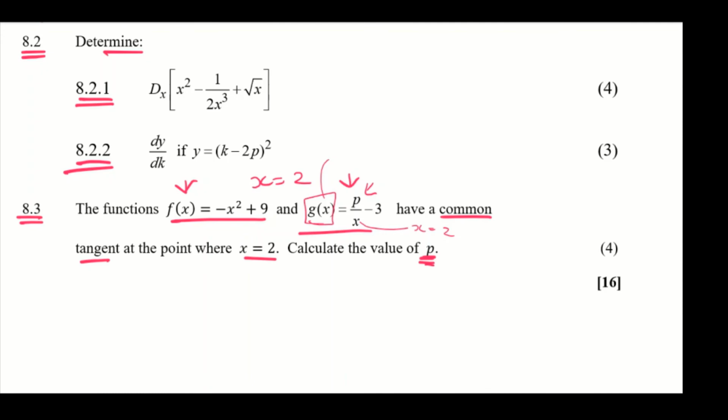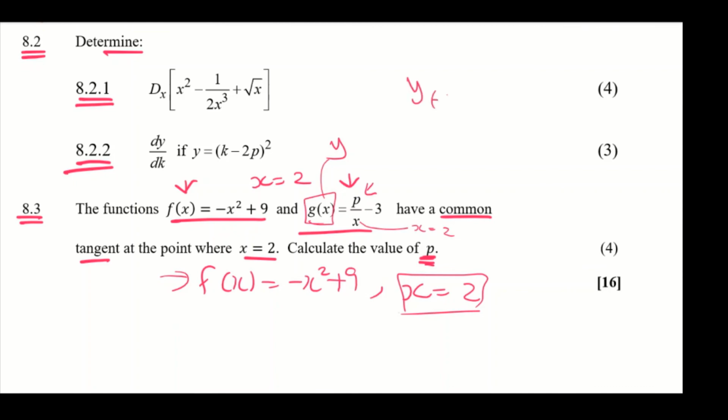So for us to find g of x, which is actually y, we need to substitute in f of x. We have f of x being equal to minus x squared plus 9, right? We want to find the y value. So we know that x is equal to 2, right? Why am I substituting this in this f of x? Is because the tangent passes through f of x and g of x. So the y value of f of x is the same as the y value of g of x, right?